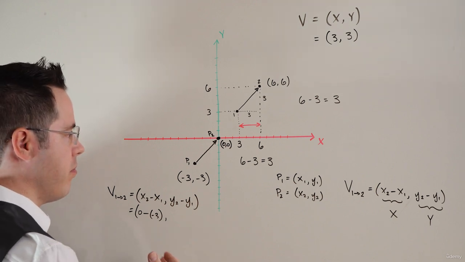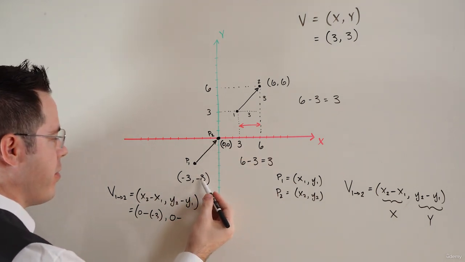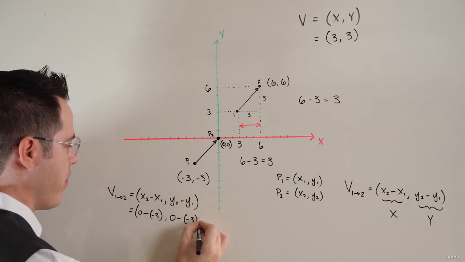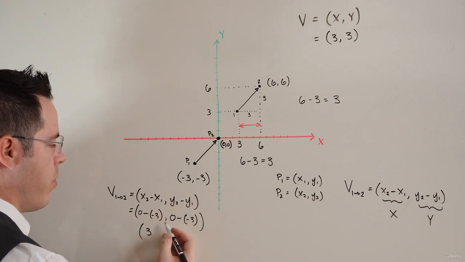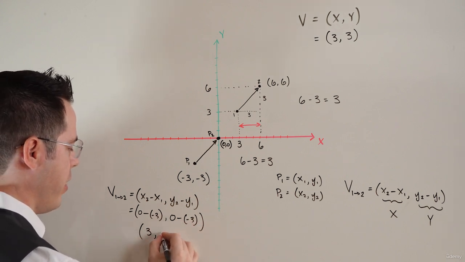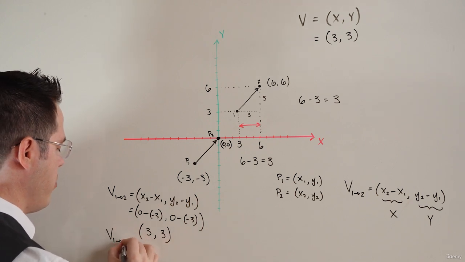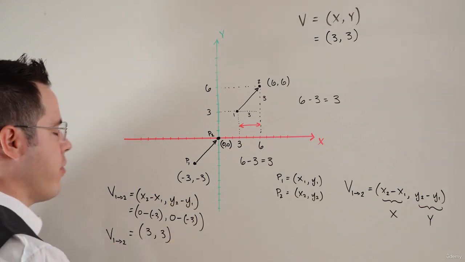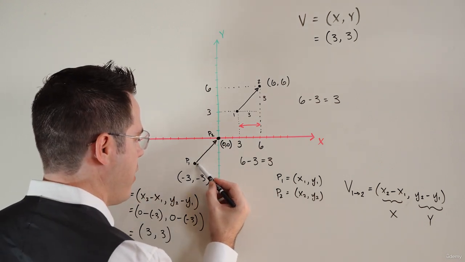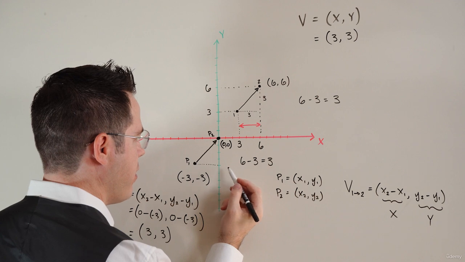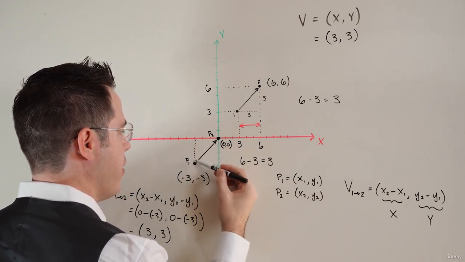And the y component looks similar. y2 is 0, and we're subtracting y1, which is -3. Now, 0 minus -3 is +3. And for y, again, it's 0 minus -3. So again, we have +3. So this vector from point 1 to point 2 is the vector 3, 3. Which makes sense. It takes 3 units to travel in the x direction from its tail to its head. And it takes 3 units to travel in the y direction from its tail to its head.